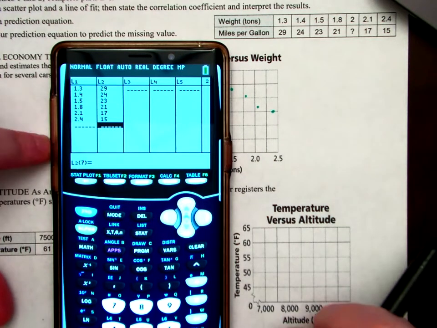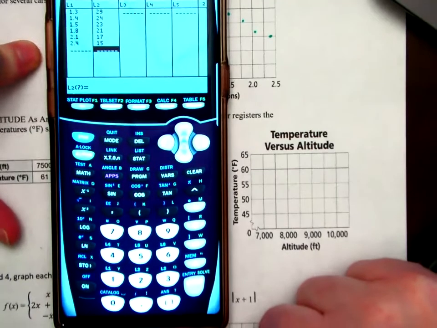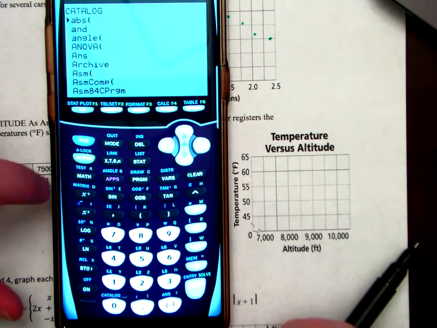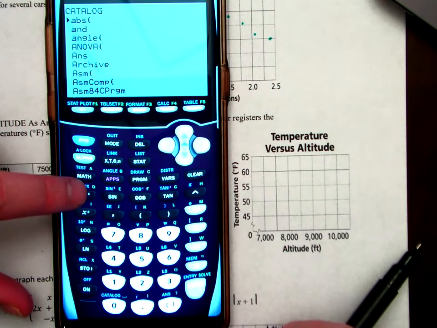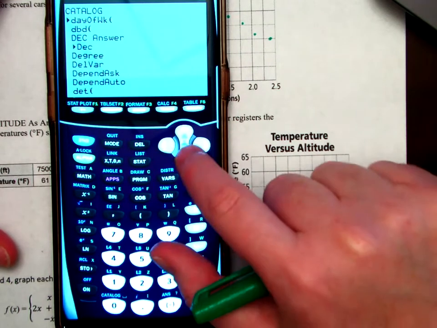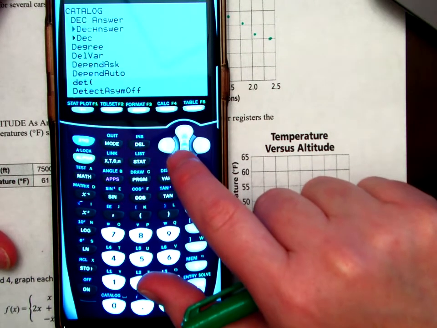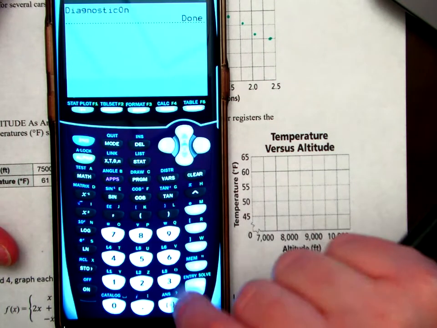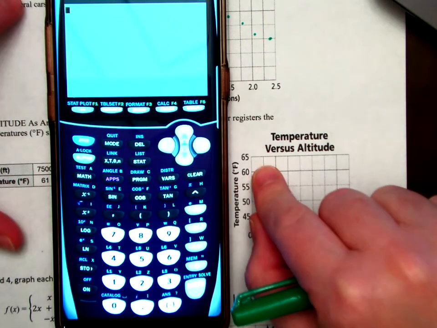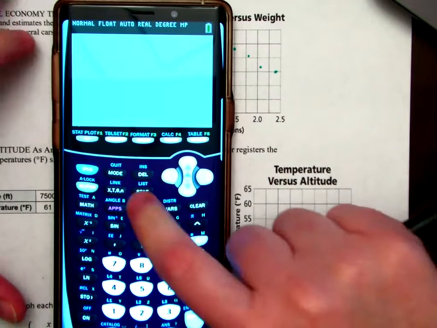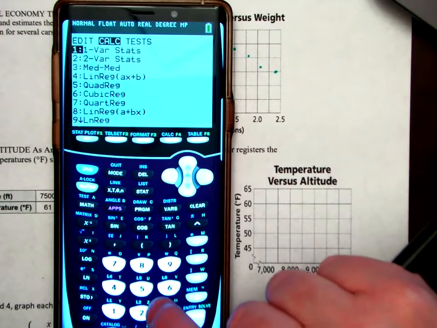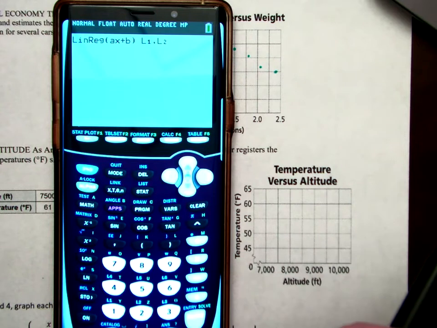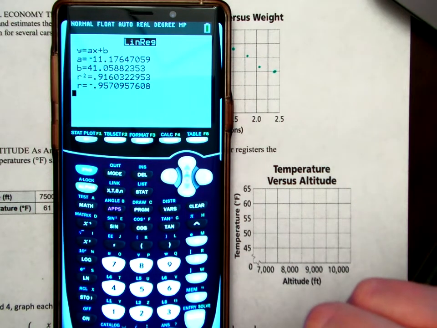If you don't remember how to turn your diagnostics on, go second catalog, which is 0, and then hit the matrix, x minus 1 button, D, arrow down, turn your diagnostics on, enter, and your R correlation coefficient will be on. Hit stat, calc, you're going to go to 4, hit enter, and that's your equation for the first one.